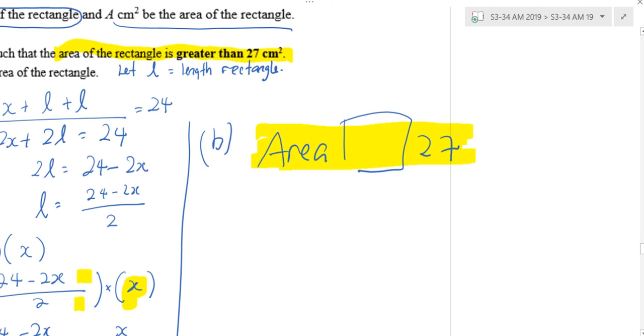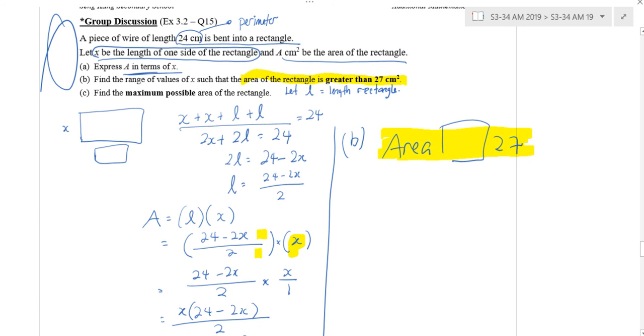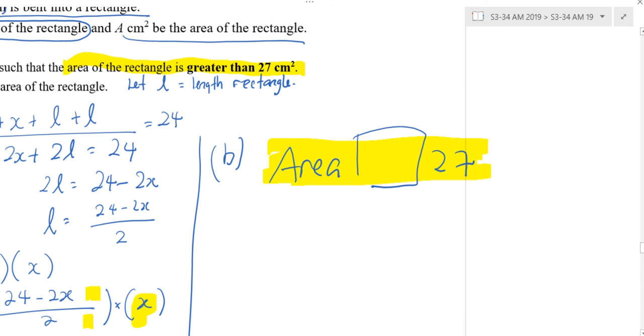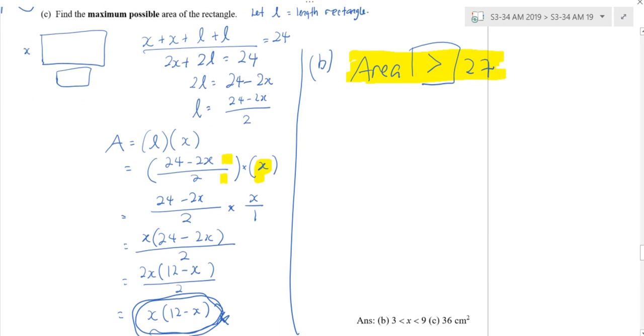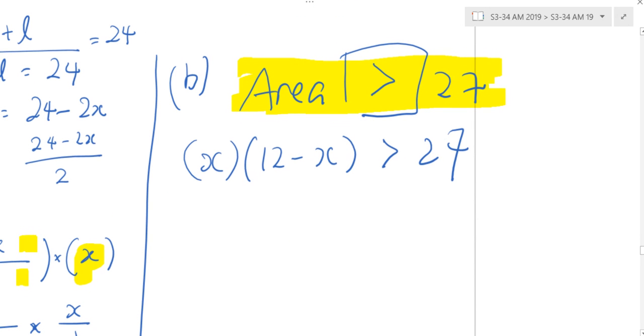I zoom in again. So I refer to the sentence. That is why the divide by 2 disappears, and that is why the final answer is just this. Okay. Again, ready to tell me? Is that equal? No. So write down: x times 12 minus x is more than 27. Then this becomes an inequality question.